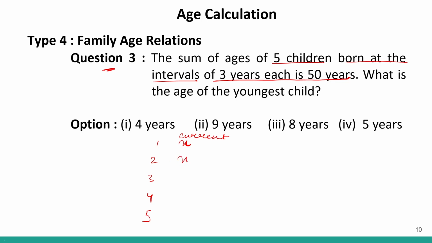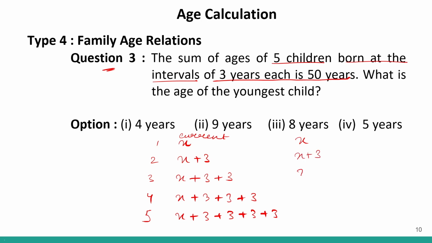The age of the next person will be X plus 3. Then the age of the next child will be X plus 3 plus 3. Then the next child will be X plus 3 plus 3 plus 3. And similarly, the next child will be X plus 3 plus 3 plus 3 plus 3. So these will be the ages: X, X plus 3, X plus 6, X plus 9, and X plus 12. These will be their current ages.